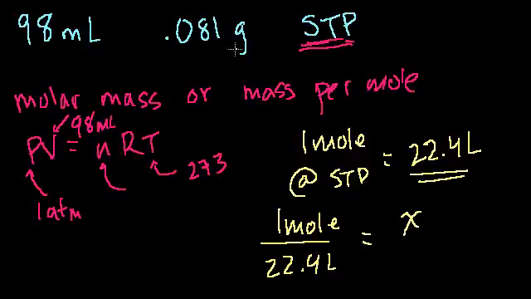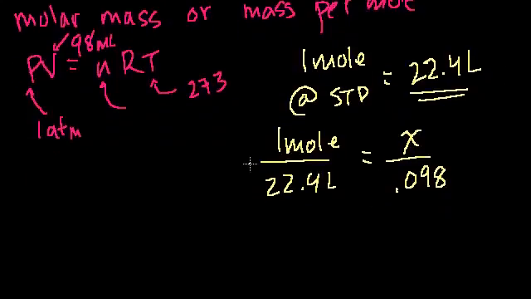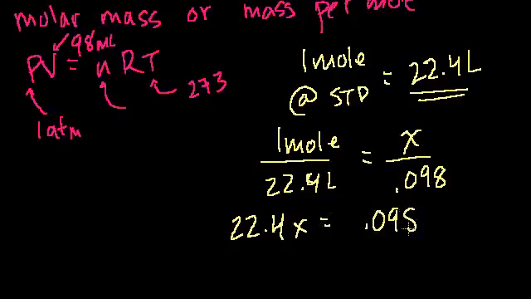We want to figure out how many moles of the gas we have, and we know we're at 98 milliliters, so 0.098 liters. So we set up this proportional equation, and we could figure out how many moles we're dealing with. If 1 mole takes up 22.4 liters, then our number of moles are going to take up 0.098, and this is an ideal gas in both circumstances. So we could say 22.4x is equal to 0.098, and then we take our calculator, and then we have x is equal to 0.098 divided by 22.4.